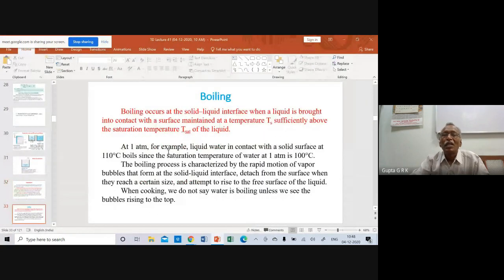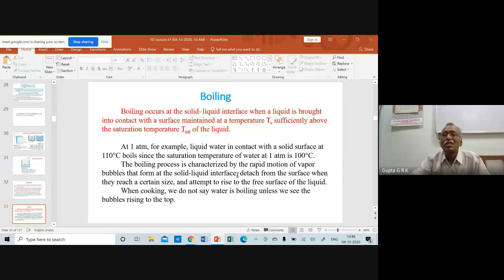And similarly, boiling occurs at the solid-liquid interface when a liquid is brought into contact with a surface maintained at a temperature sufficiently above the saturation temperature. If the surface temperature is more than the saturation temperature, bubbling takes place and boiling takes place. For example, at 1 atmosphere, liquid water in contact with a solid surface at 110 degrees centigrade boils, since the saturation temperature of water at 1 atmosphere is 100 degrees centigrade.